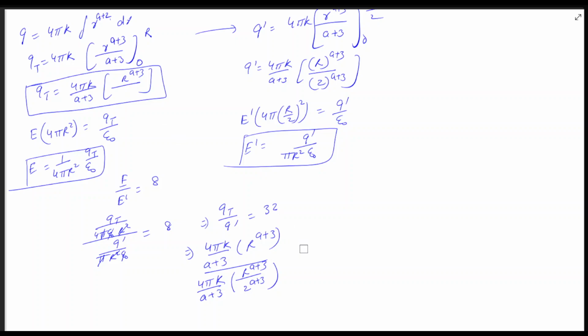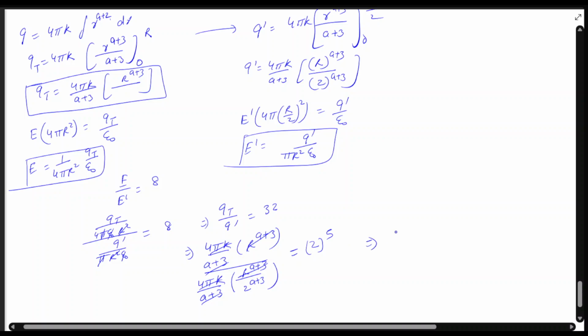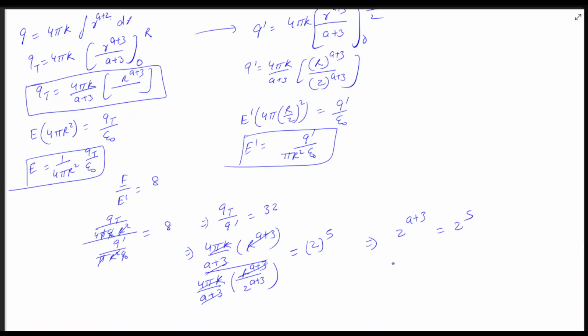And here we will have 32, as 2 to the power 5, right? Okay, so these will get cancelled, so we'll simply get 2^(a+3) is equal to 2 to the power 5. Okay, so a+3 is 5, so we'll get a as 2.